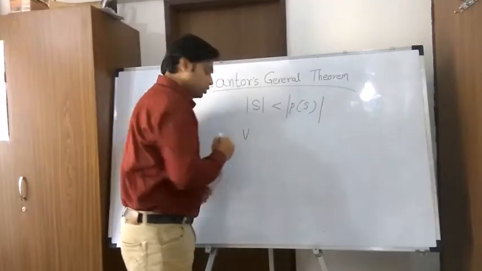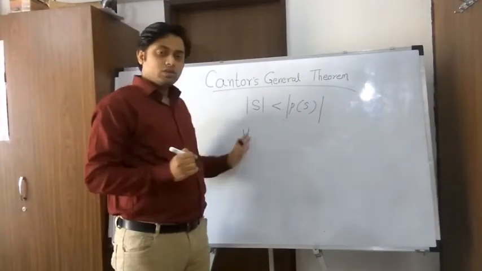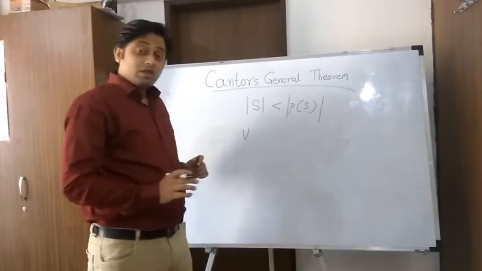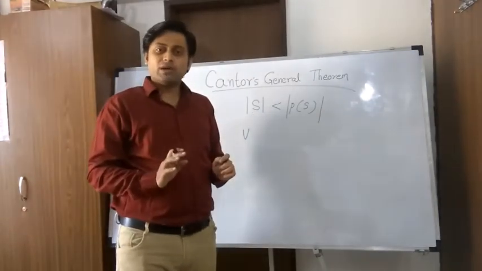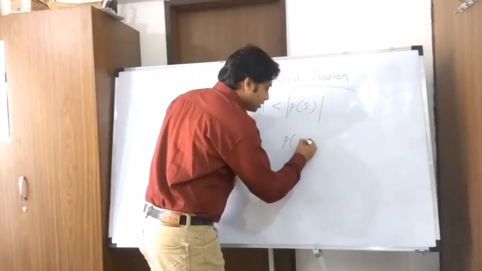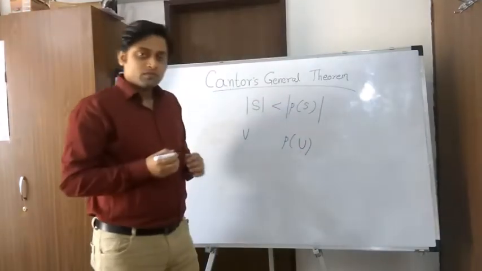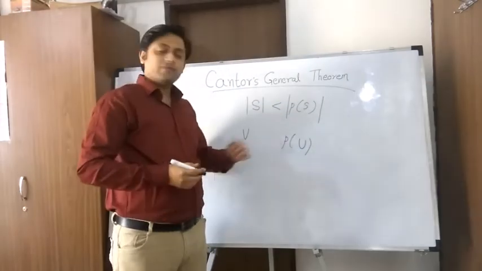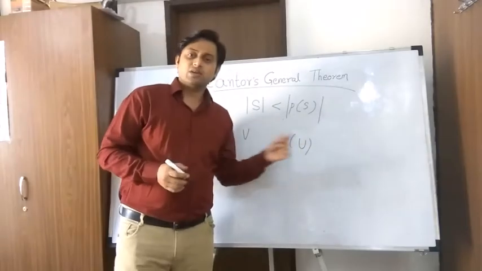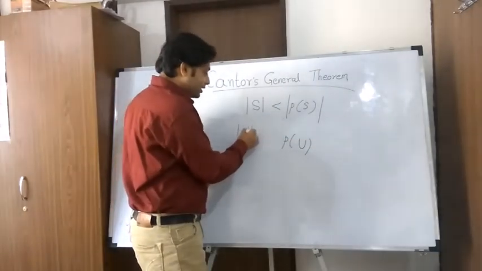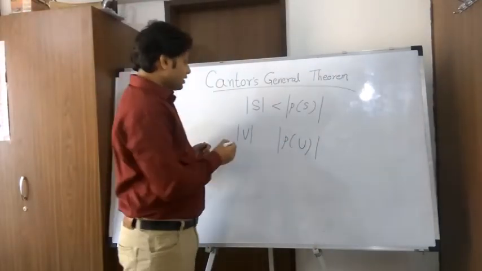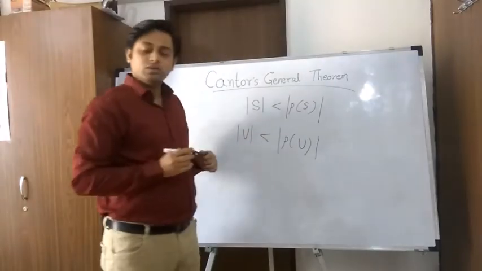We represent the universal set by U. So this is a set of all the elements in the universe. If this is a set, can I form a power set of the universal set? I can form the power set of the universal set. Now if I can form the power set of the universal set, what will be the relationship between these two?